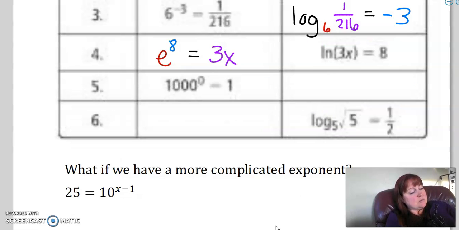All right, so this would be log base 1000 of our argument, which is 1, equals our exponent, which is 0.